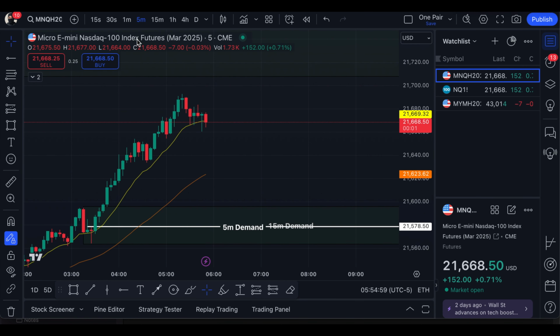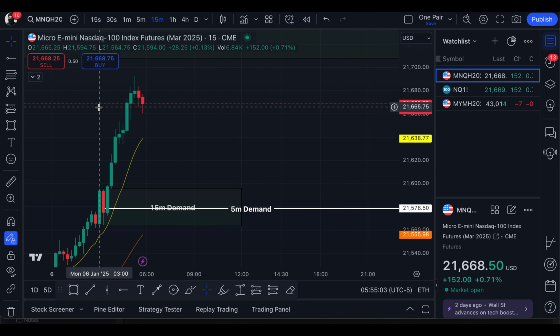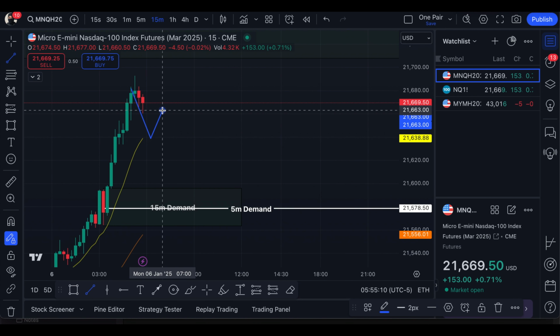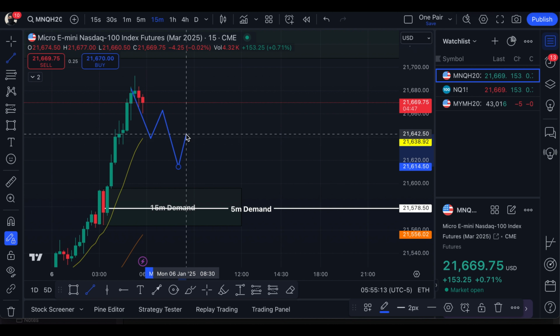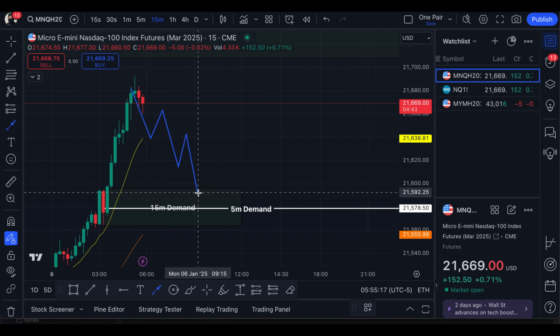But as of right now, it is a good 15-minute setup, meaning that it could go into the 15 and not the 5. So it could do this. It could do something like this. And then it could just go up.